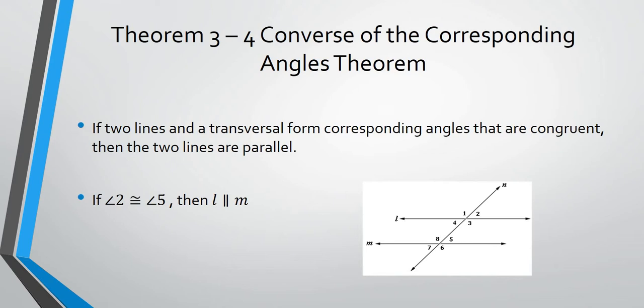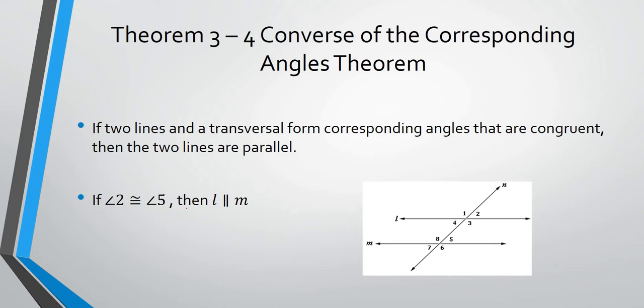Theorem 3.4, the converse of the corresponding angles theorem. And if you remember the corresponding angles theorem, it said if two lines are parallel, then the corresponding angles are congruent. So we're doing the converse. If two lines and a transversal form corresponding angles that are congruent, then the lines are parallel.